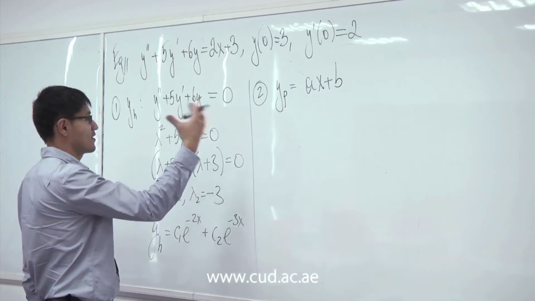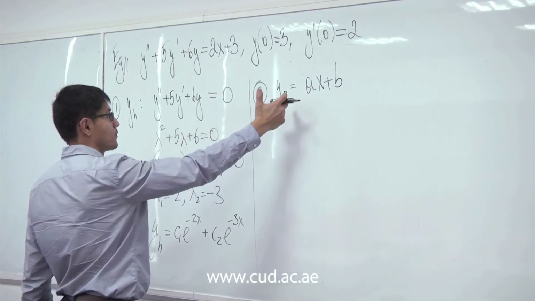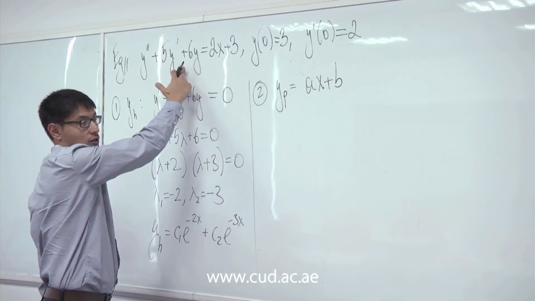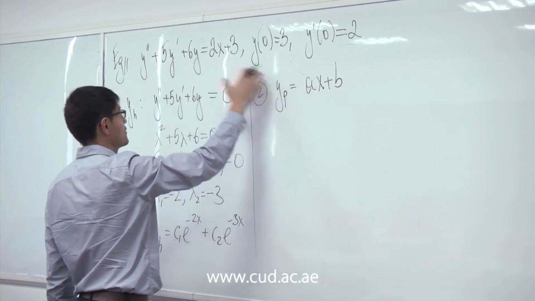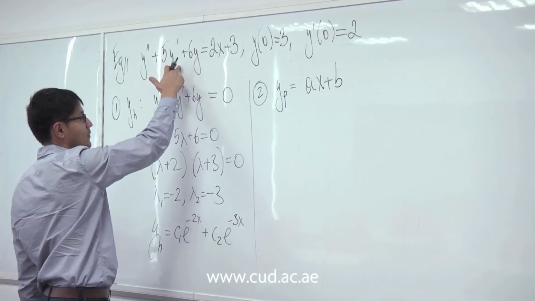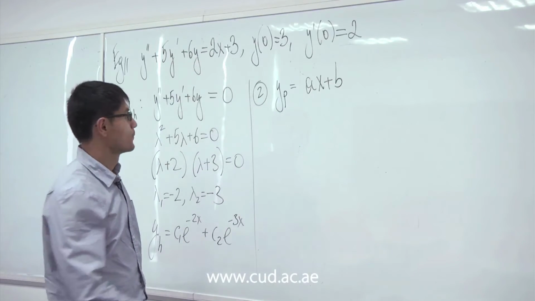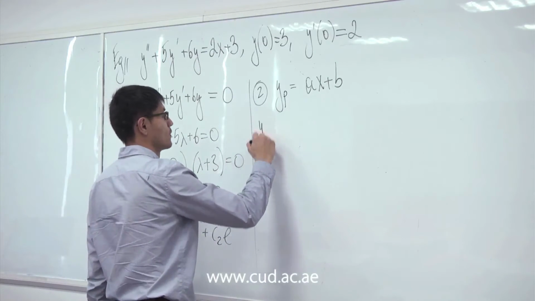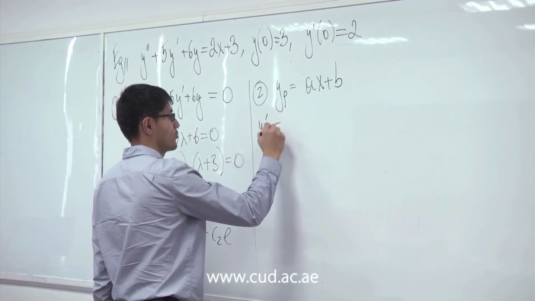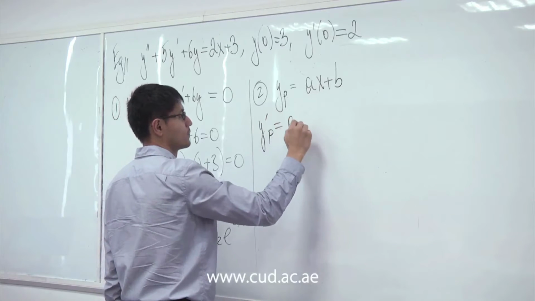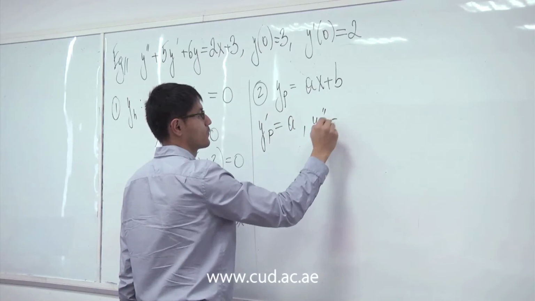So the idea again is the same as in the previous example. y of p must satisfy this differential equation. So if I take the derivatives and put them on the left-hand side, that has to be equal to the right-hand side. So let's take the derivatives. y prime is a, and y double prime would be 0.